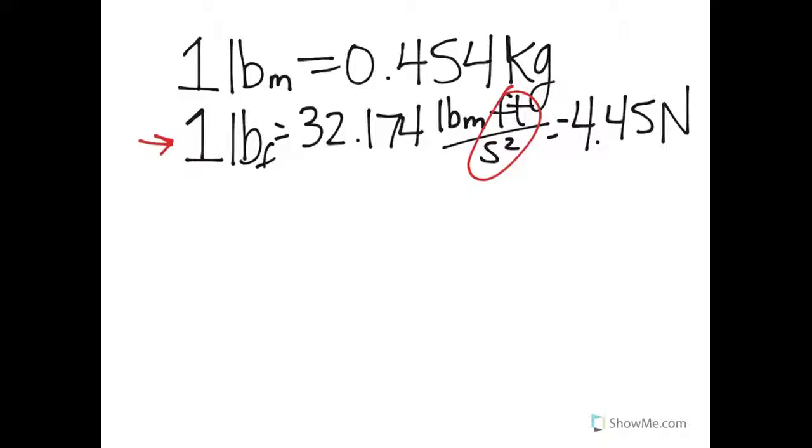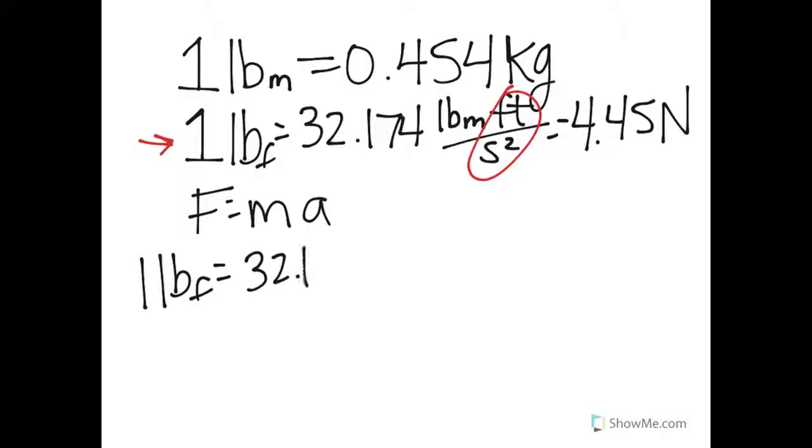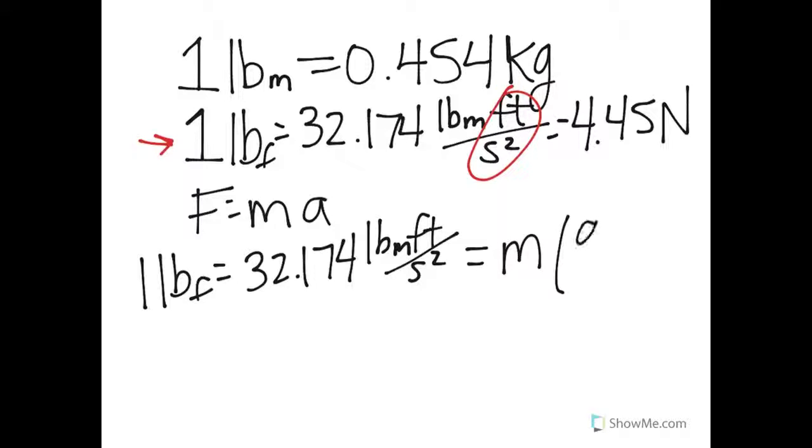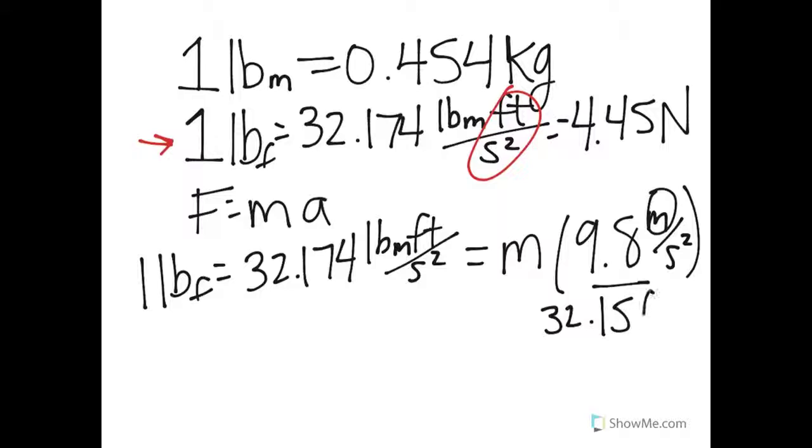Now, when we want to compare pound force and pound mass, we can just plug into the equation F equals ma. For F, I can just say 1 pound force is equal to 32.174 pound mass feet per second squared, and that's equal to my m and my acceleration, which is 9.8 meters per second squared. Now, when I change meters to feet, the conversion comes out to be 32.15 feet per second squared.